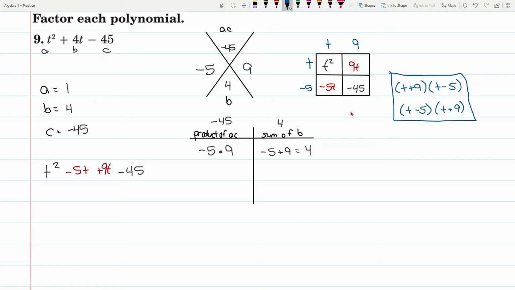If we remember back to our last lesson where we did factoring by grouping, we put parentheses around this and around this. We try to find a greatest common factor here. In this one, it would be t, and we're left with t minus 5. Here, it would be a 9, and we're left with t minus 5 again. And here is the t plus 9 being pulled out, which is exactly what this part was. And on the inside here was our t minus 5.